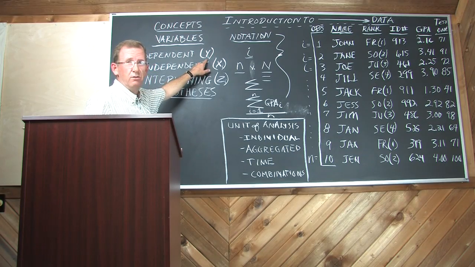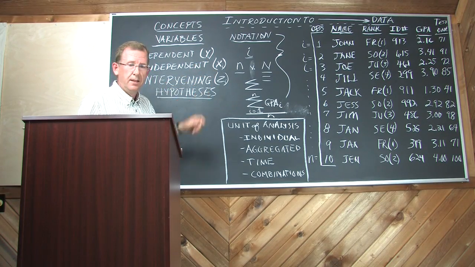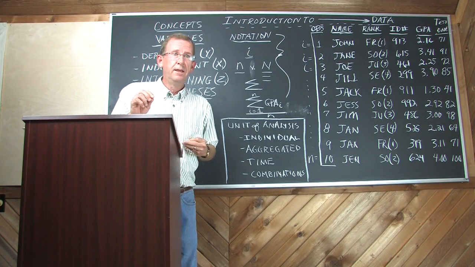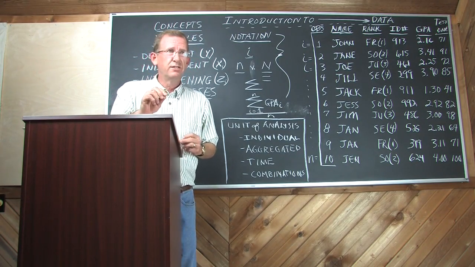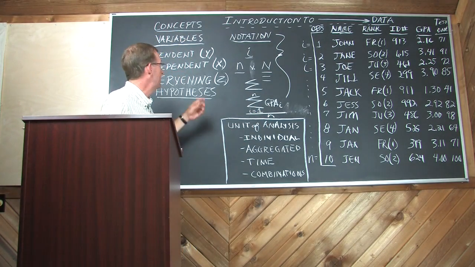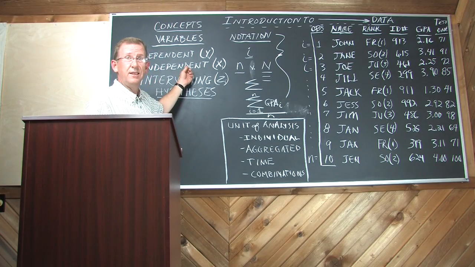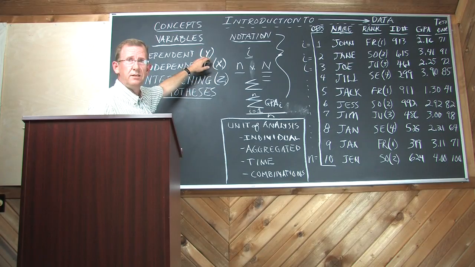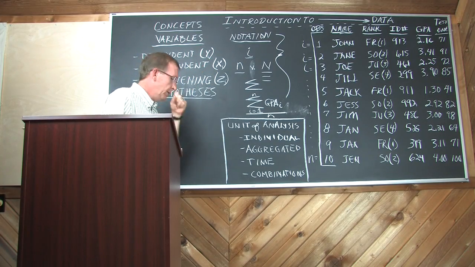This is y. I have y sub i and x sub i. A dependent variable, here's a definition: a dependent variable is the variable that you believe is caused by some other variable in the data set, and that particular variable that you believe is the cause is the independent variable. So this is the causal variable, and this is the effect variable.